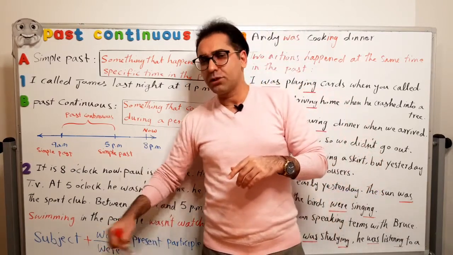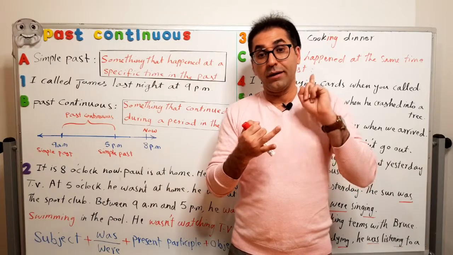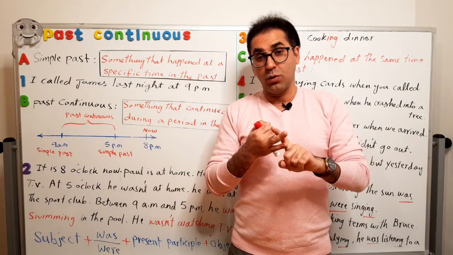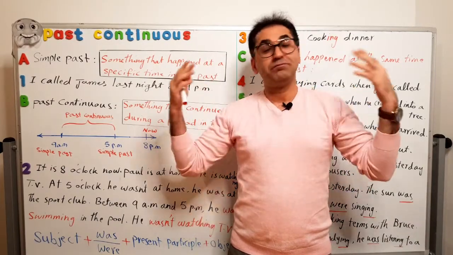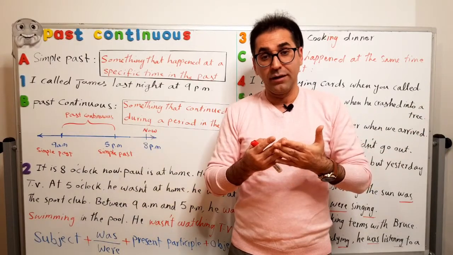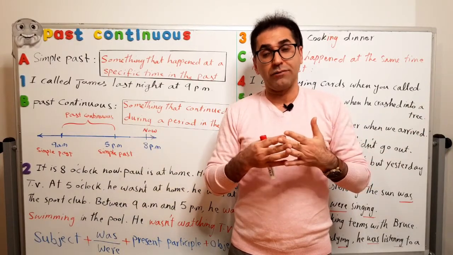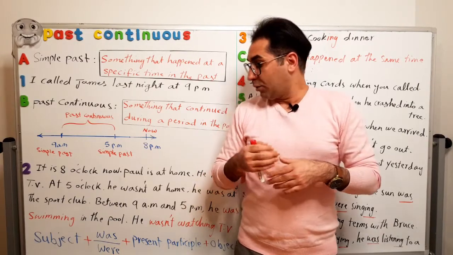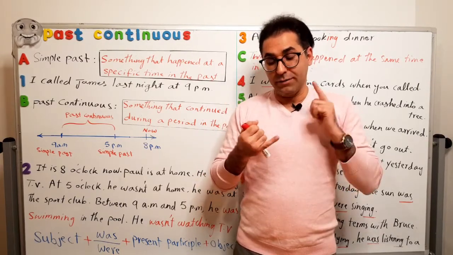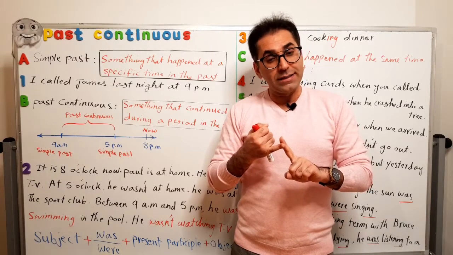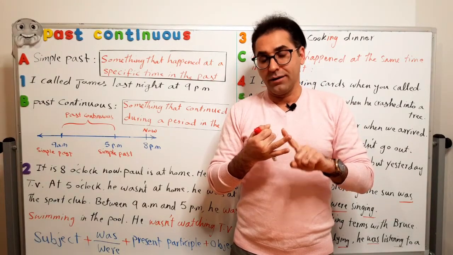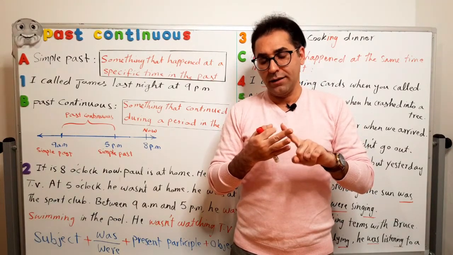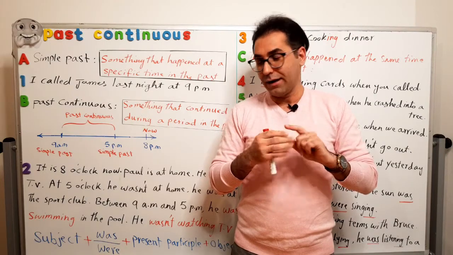For plural subjects like what? Like you, like we, right? Or like people, or plural subjects, for example, dogs, animals. We use were. For example, they were, you were, we were, right?